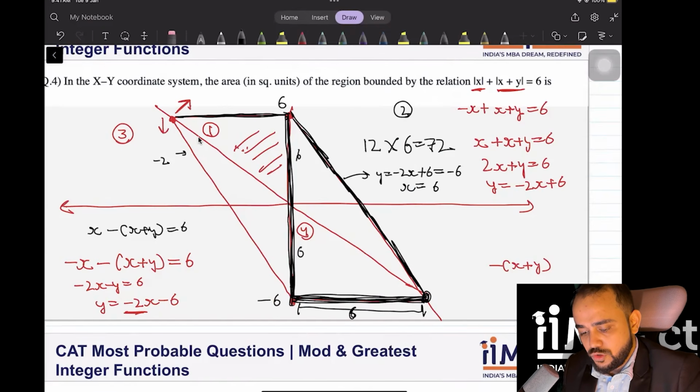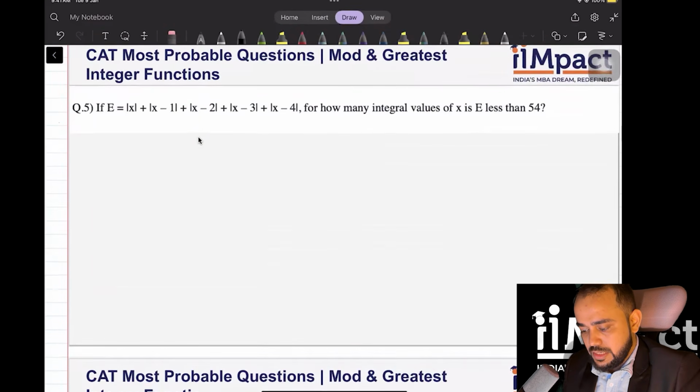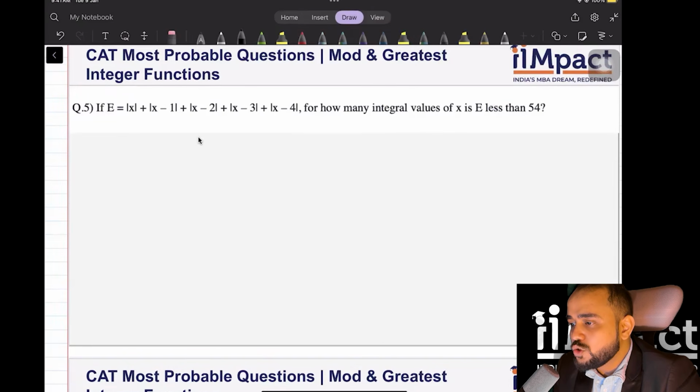All right, moving on to the next question. Okay, so we have e is equal to mod of 5 terms getting added, and we are being asked for how many integral values of x is e less than 54.